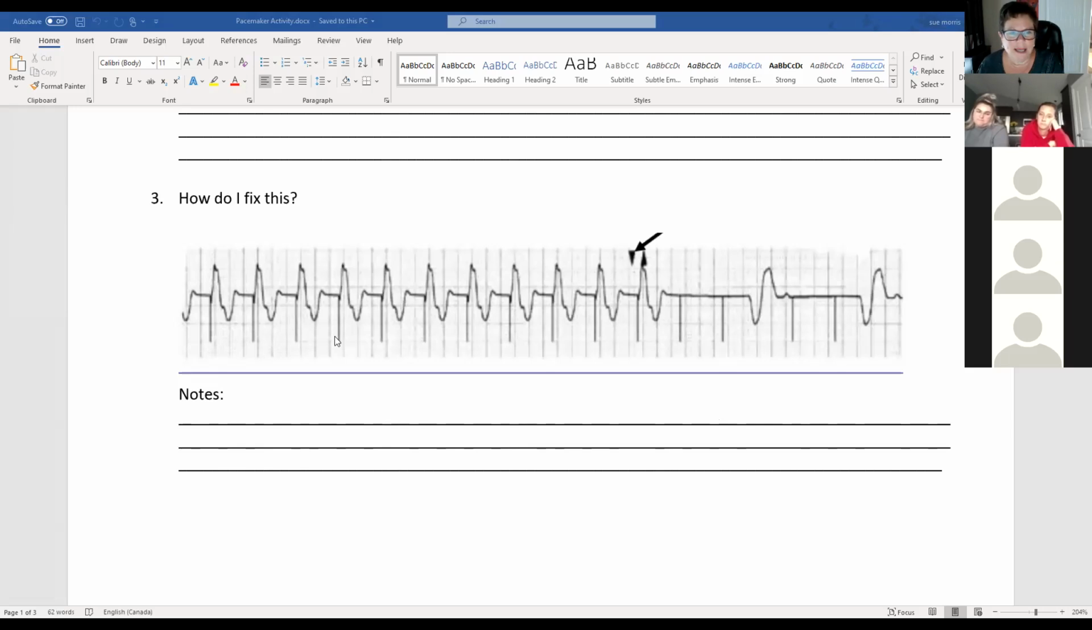Nice paced beats. And then all of a sudden I have a beat followed by no QRS. So the first thing you have to do when this happens is you have to determine, is this device sensing appropriately? And to do that, you need to know what your pacing interval is.